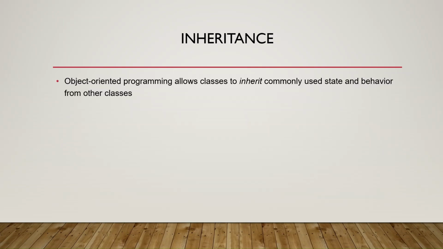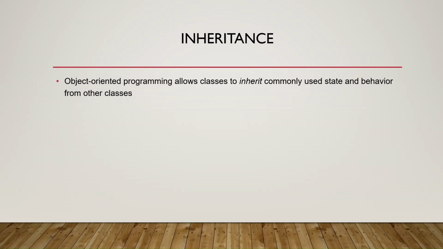Inheritance. Different kinds of objects often have a certain amount in common with each other. Car and bike, for example, all share the characteristics of vehicle, yet each also defines additional features that make them different. Object-oriented programming allows classes to inherit the commonly used state and behavior from other classes.